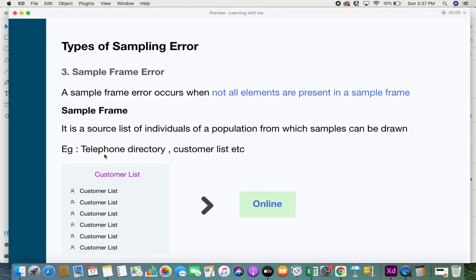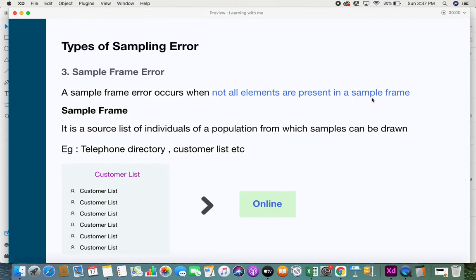For example, a customer list of a store or a shop: they would have an entire list of their customers. That can be a sample frame from which, if you want to do some studies, you can take a set of customers and create a sample. Now, that is about your sample frame. What is a sample frame error? A sample frame error occurs when not all elements are present in a sample frame. In order to take samples from a sample frame, first we should have all the members existing in your sample frame.